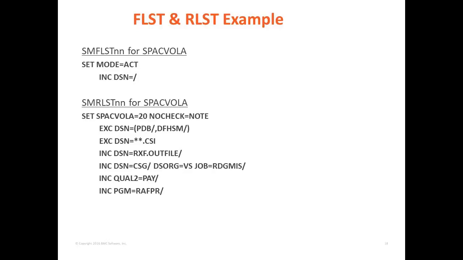We'll also exclude any datasets that have an LLQ of CSI. We could have used exclude LLQ equals CSI, for instance. The datasets that will be allowed to expand to 20 volumes include the following. Any dataset starting with rxf.out file. Any dataset starting with CSG that is a VSAM dataset and is also in a job starting with rdgmis. Any datasets with a second qualifier beginning with pay. Any datasets that are executed using the program beginning with RAFPR.